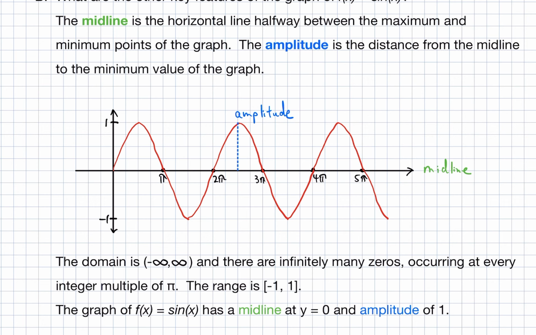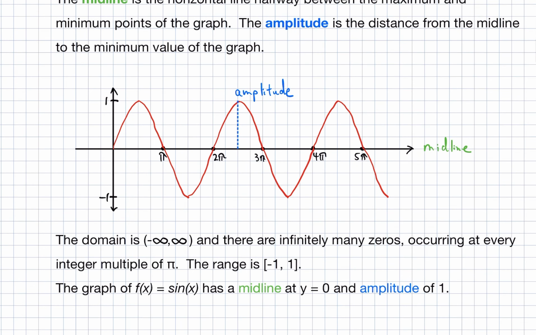The other component of this graph is the amplitude, and amplitude is the distance from the midline to the maximum or minimum value. So from here to here is the amplitude. Also from the midline down to the minimum is also our amplitude. So that is our measure of amplitude.